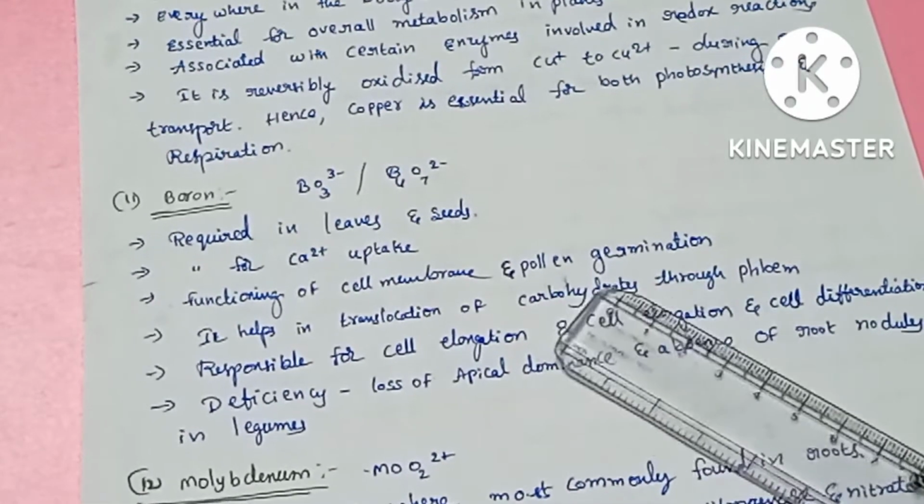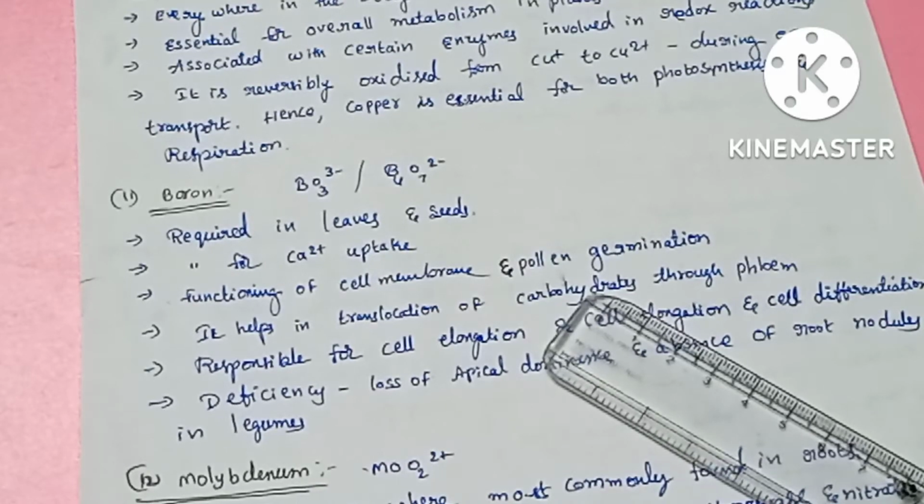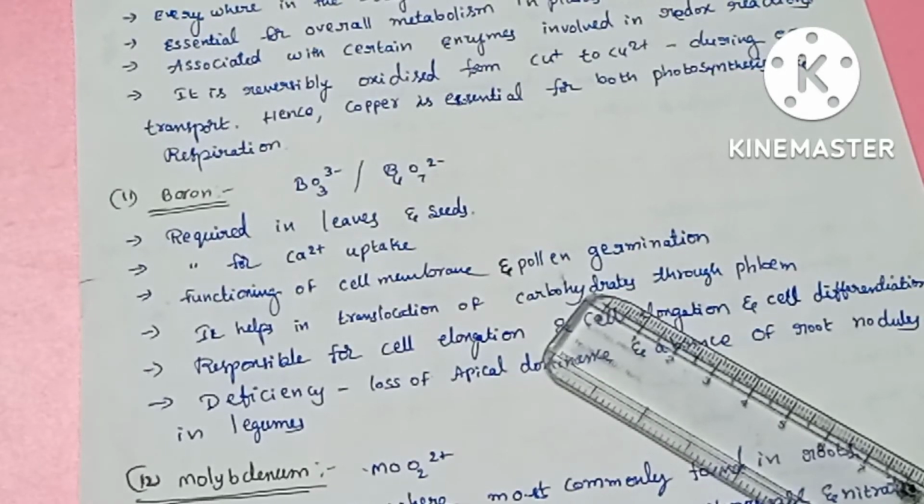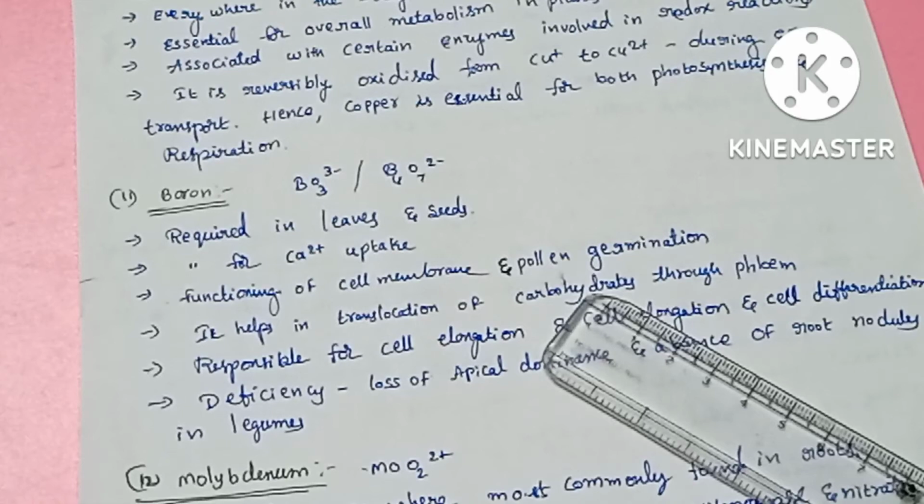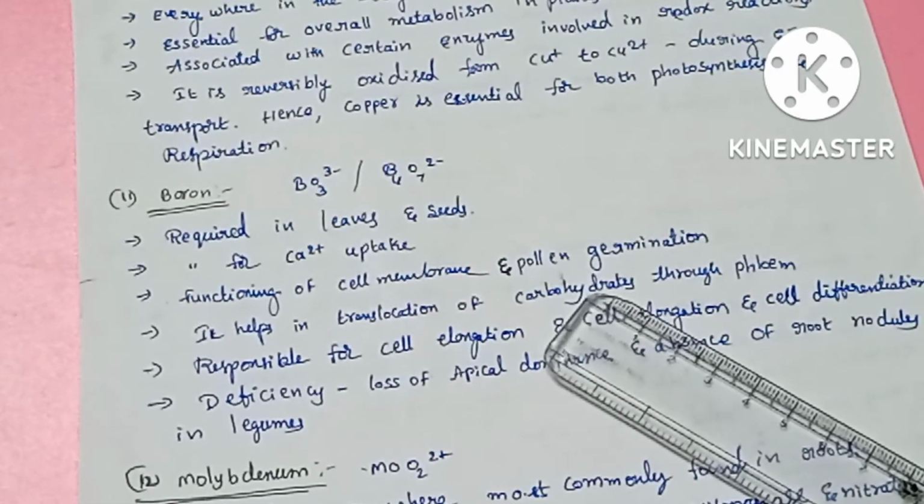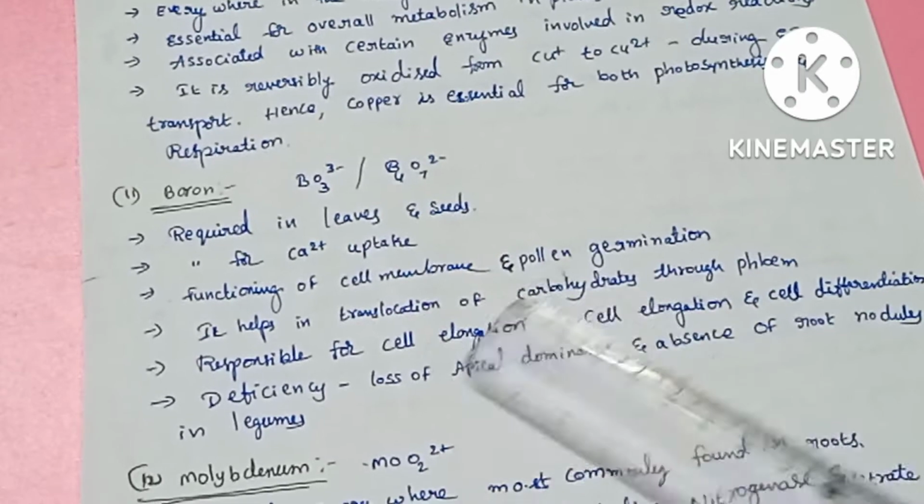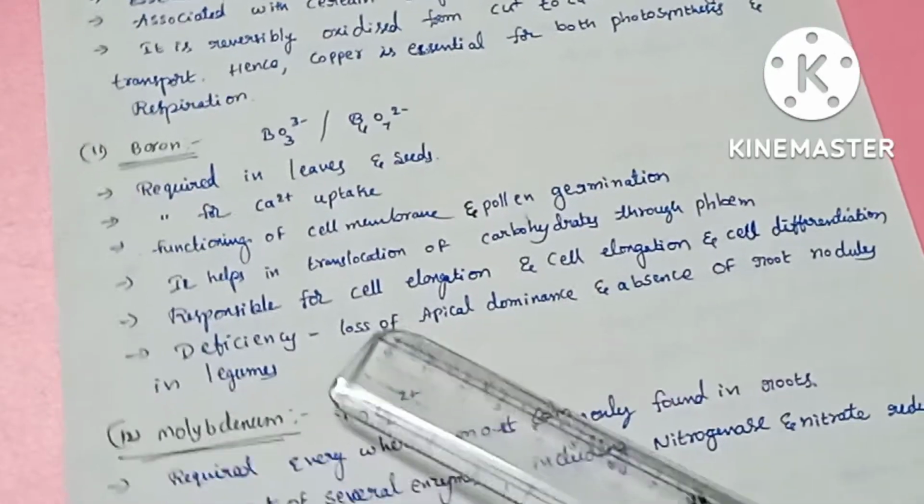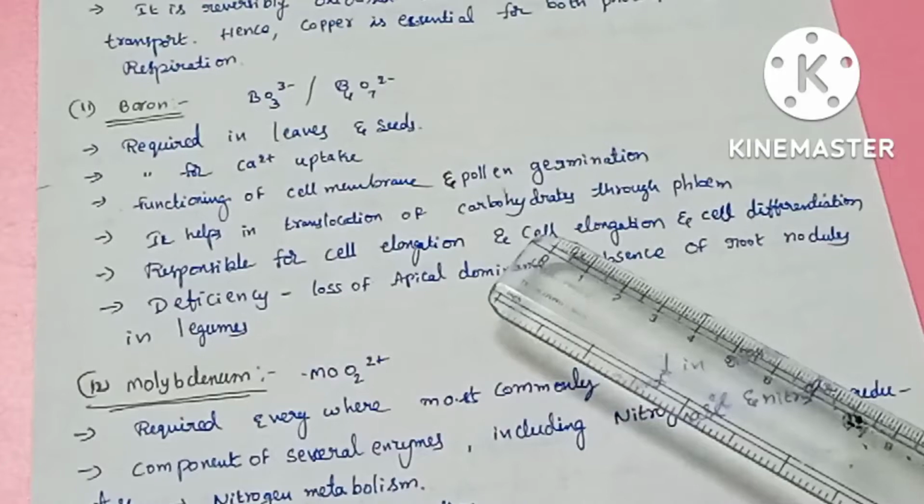What is meant by pollen germination? On the surface of the ovule, the pollen grain will germinate and form the pollen tube. Through the pollen tube, the male gametes will travel, right? For the process of pollen germination, this boron is essential, and it helps in the translocation of the carbohydrates.